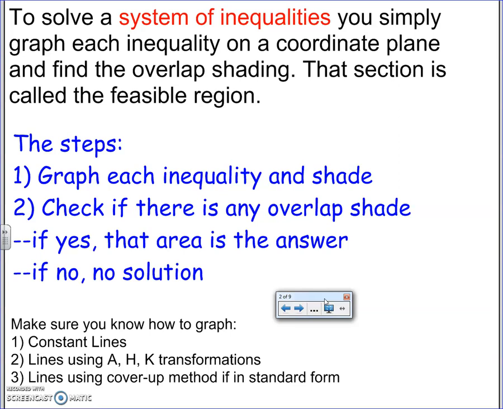Make sure you can graph constant lines. Those are just vertical or horizontal. It's horizontal if y equals a number. It's vertical if x equals a number. Make sure you remember our AHK transformations, the vertical stretch, vertical compress, left, right, up, down stuff. And make sure you use the cover method if it's in standard form for linear.